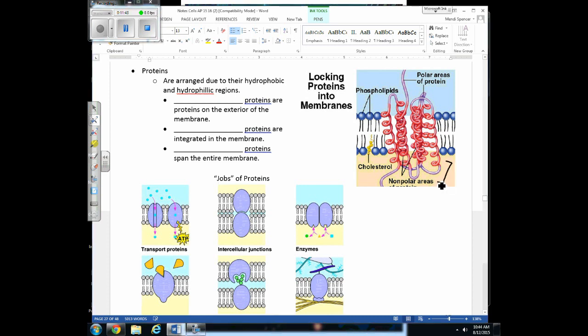can see here. So you can tell that this part of the protein is going to be nonpolar because it's interacting with the nonpolar tails. Whereas these parts of the protein that are more on the external part of the membrane are going to be polar regions.